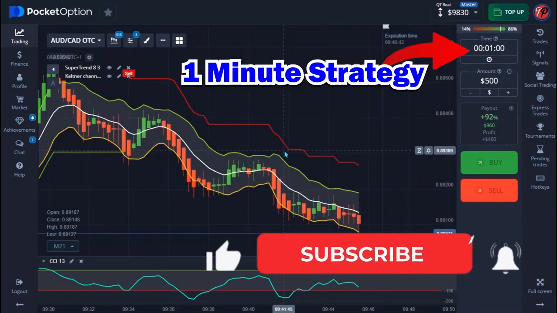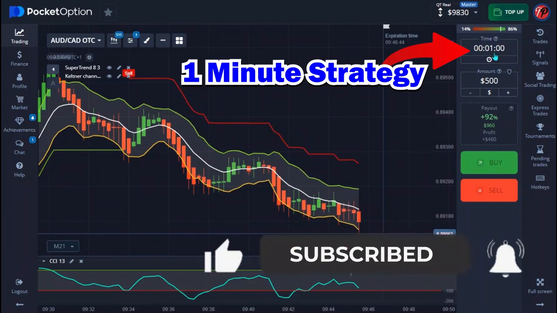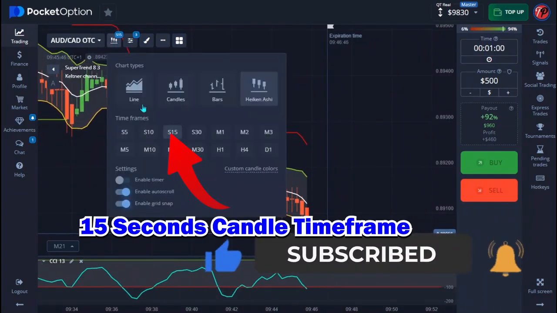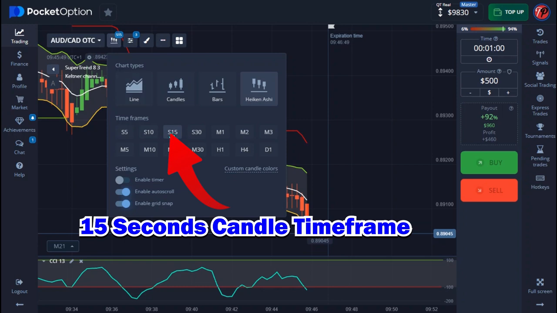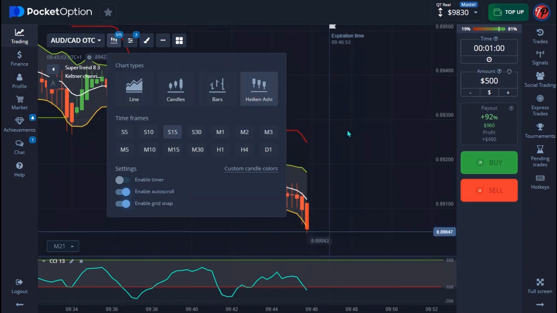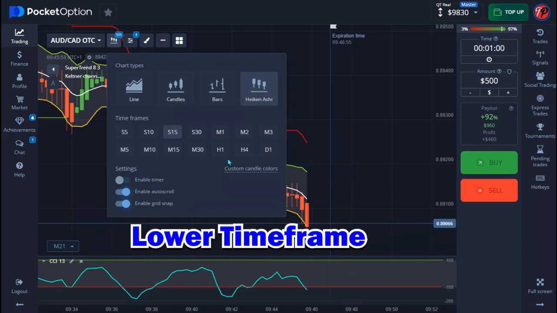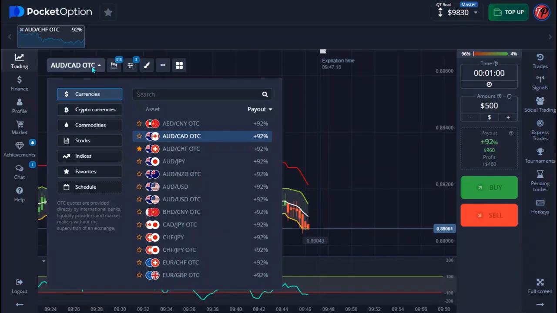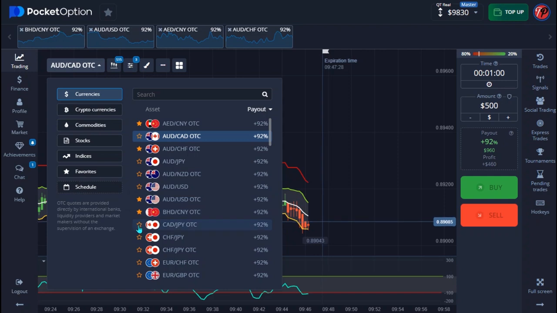This strategy is a 1 minute strategy, and I'm using a 15-second candle time frame. I'm also using it with Heikin Ashi candlesticks. Do not forget that. The strategy works better on a lower time frame, so I'm using it on 15 seconds. Right now I'm going to put up my currency pair. Like I said, I'm using this on the OTC market. It actually works with the regular market, but it works better on the OTC market. It's actually an OTC strategy.